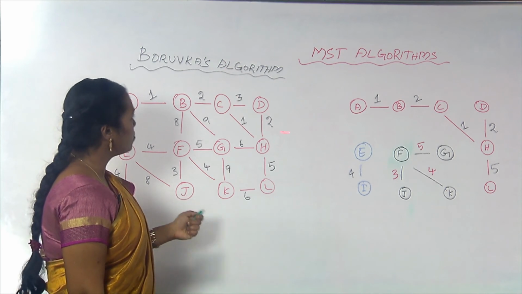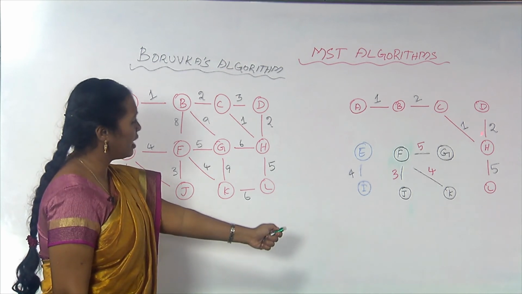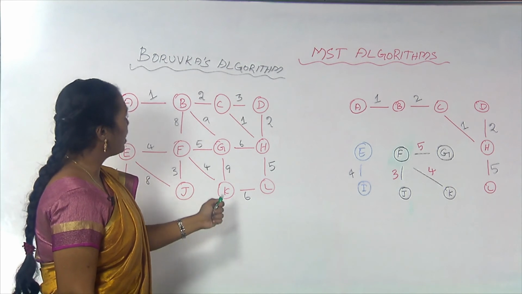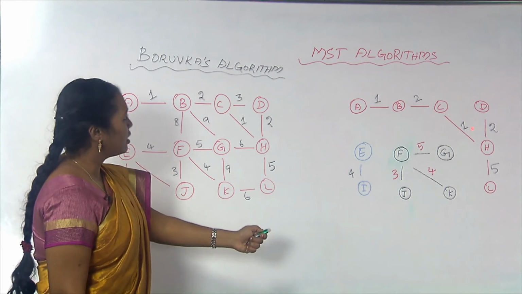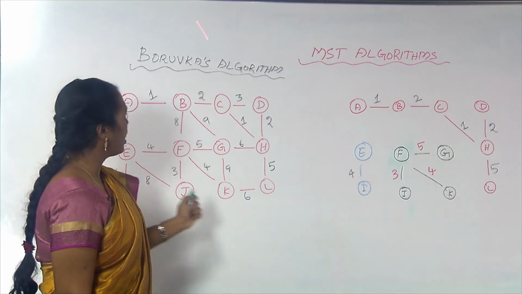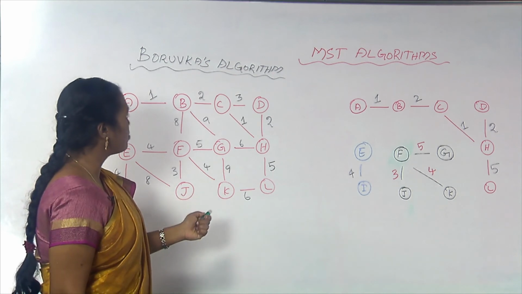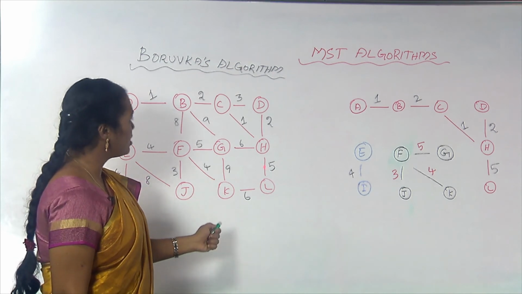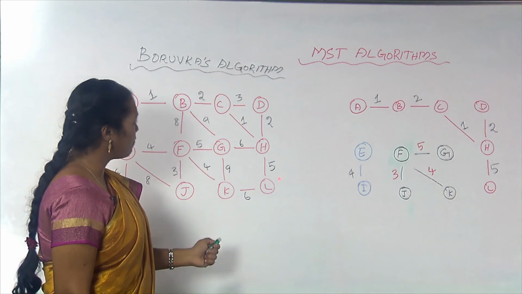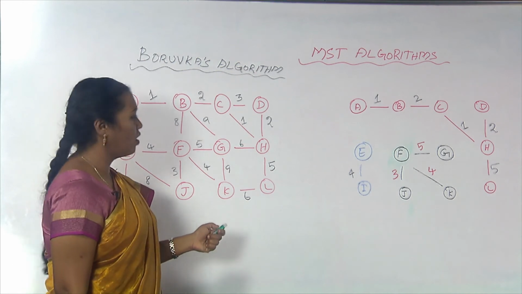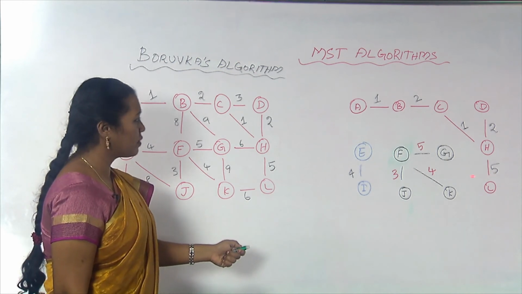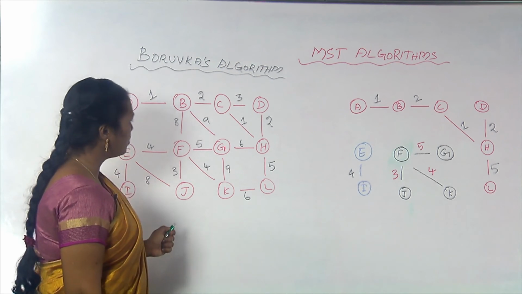So, 3 and 2, so 2 has been chosen, D and H, and therefore, we can never come back to this edge. Then, we have chosen for A, B, C and D. Next we come to H. For H, there are 2 possibilities, 6 and 5. So, 5 is the obvious choice. So, we choose 5. Then we come to G.